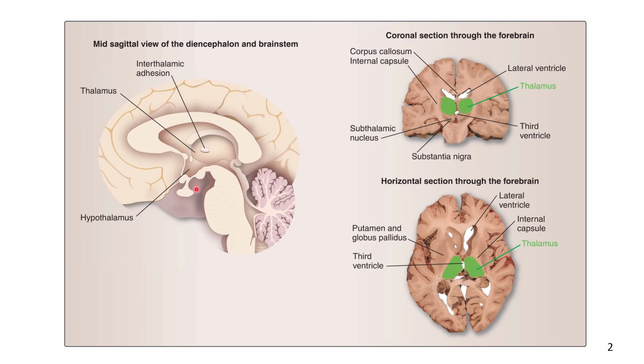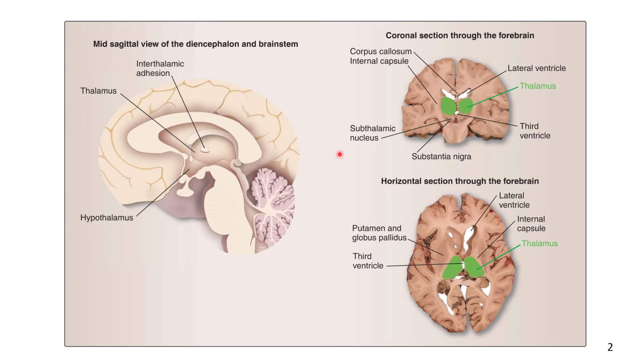If you cut it coronally, then you can see the location of the thalamus here. There are two of them, as I said before. In the middle, you will have the third ventricle, and the lateral ventricles here. This is the septum pellucidum, and this is the corpus callosum. Below that, you have the subthalamic nuclei. The substantia nigra is located around here.